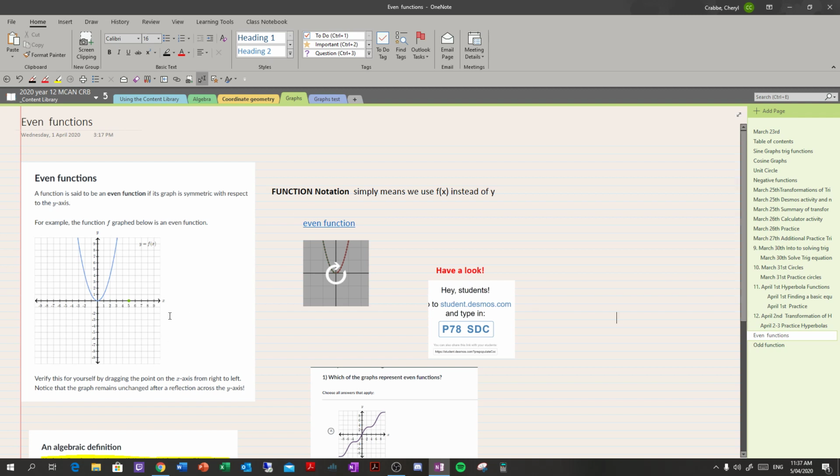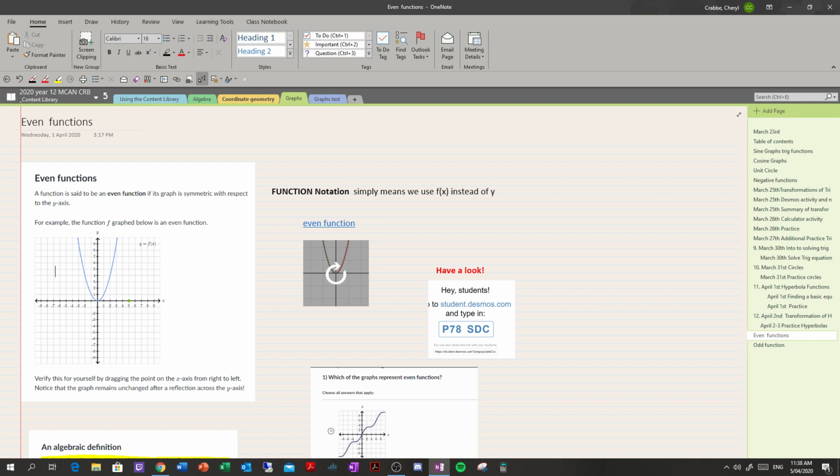So a function is said to be an even function if its graph is symmetrical with respect to the y-axis. It basically means that you can flip the graph around the y-axis, right? Here's my y-axis. So you can flip it around. That's like a line of symmetry, if you will. So you can flip it and it will map back onto itself. So there's a line of symmetry, our y-axis, and we can flip the graph around that and it will be basically mapped back onto itself. So we'll have a look at what that looks like.